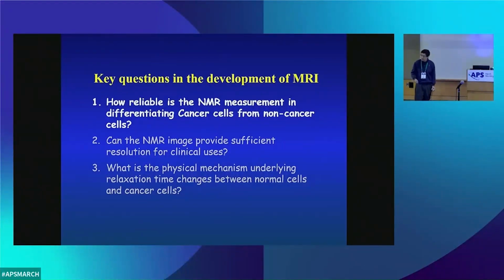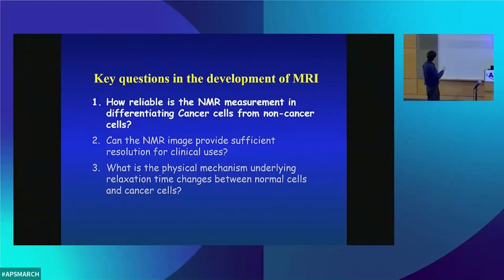During the early development of MMR, and not only the early development but even today, some of these questions are still relevant, all right? So what are these key questions? First, how reliable is the MMR measurement in differentiating cancer cells from non-cancer cells? The second question is, can the MMR image provide sufficient resolution for clinical use? And the third question is, what is the physical mechanism underlying the relaxation time change between the normal cell and the cancer cell? Now let's look at the questions one by one.